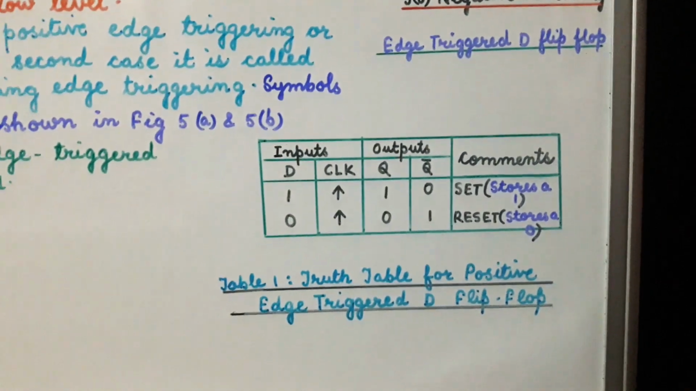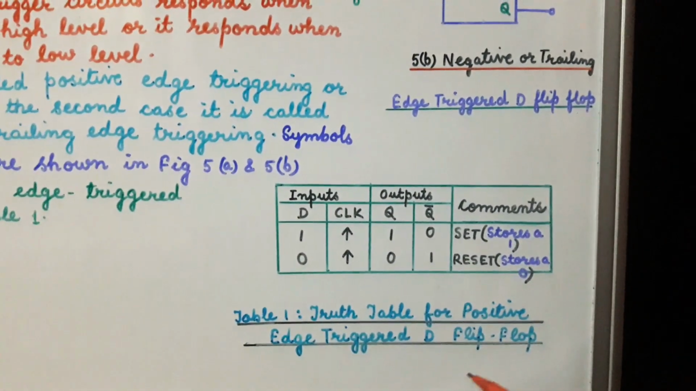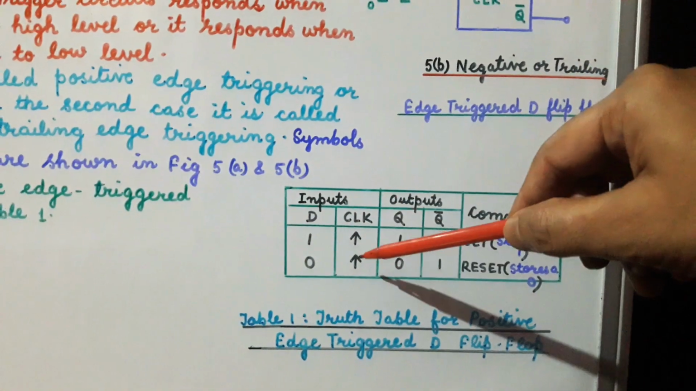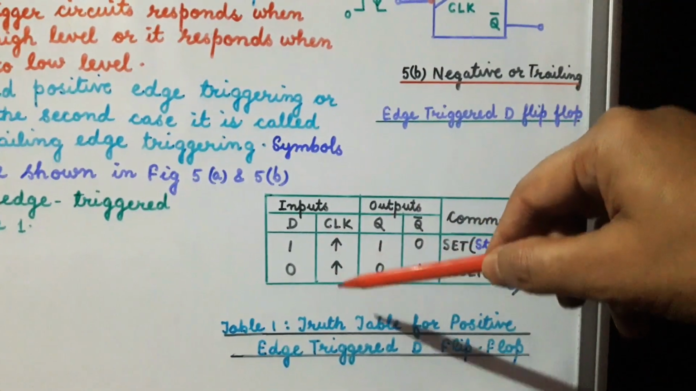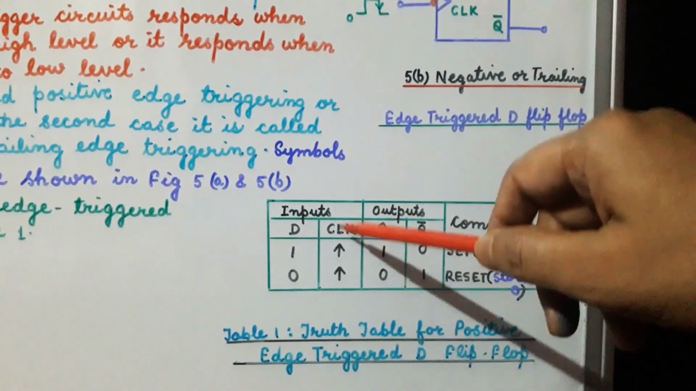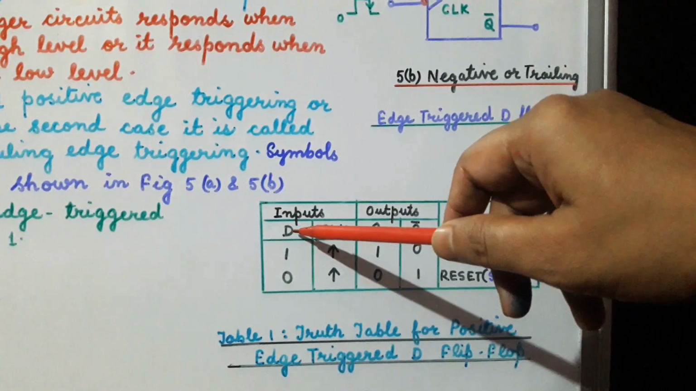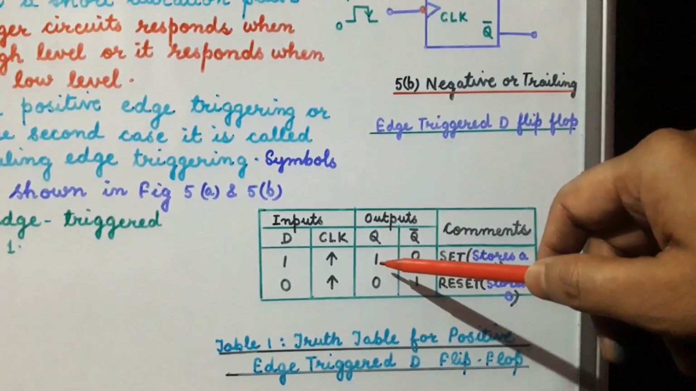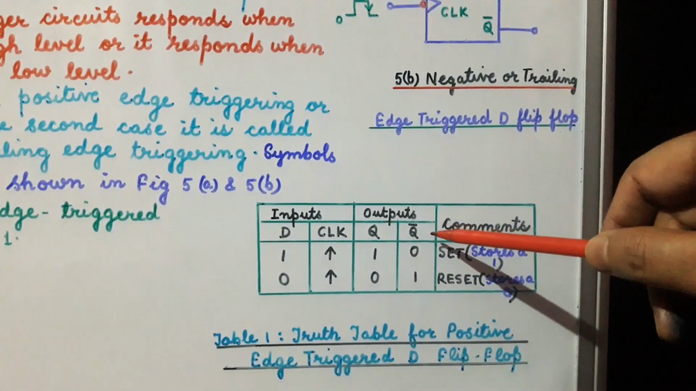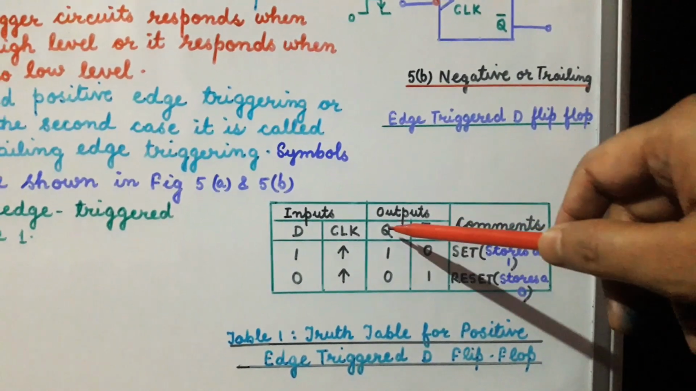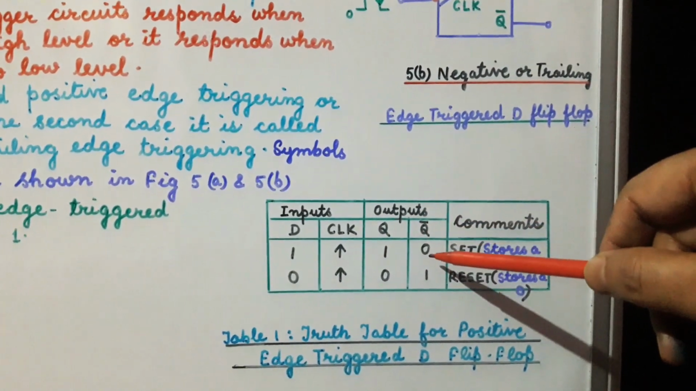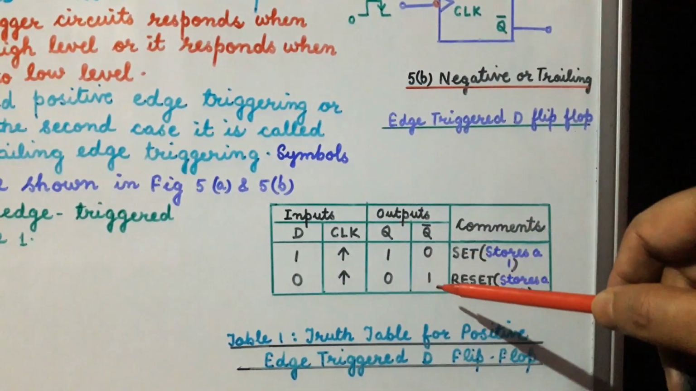Now this shows the truth table for positive edge triggered D type of flip-flop. Because this is positive edge triggered D flip-flop, the symbol for clock has been shown by an upward arrow. Now when the value of the input D is 1, we will get the output Q as 1. When the value of the data will be 0, we will get the output 0, and the complement of the output will be 0. When the output is 1, that is Q is 1, then the complement will be 0. When the output is 0, the complement will be 1.